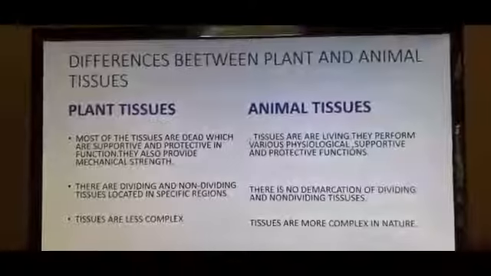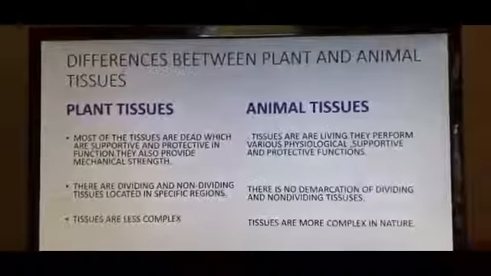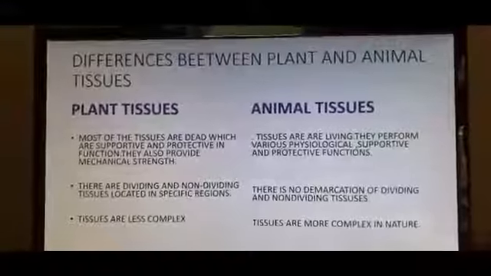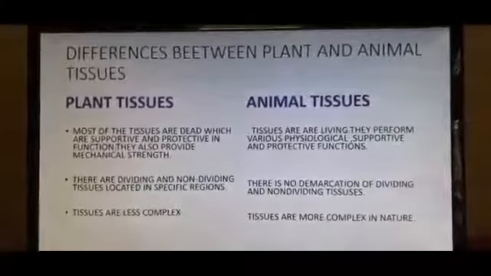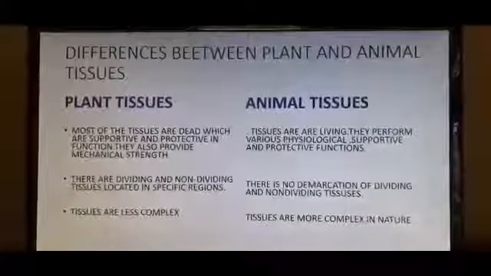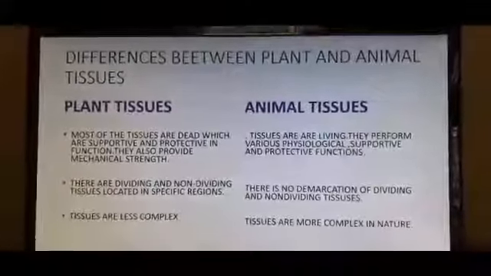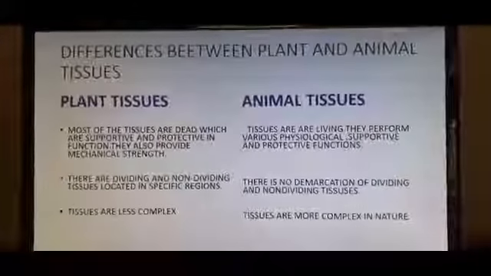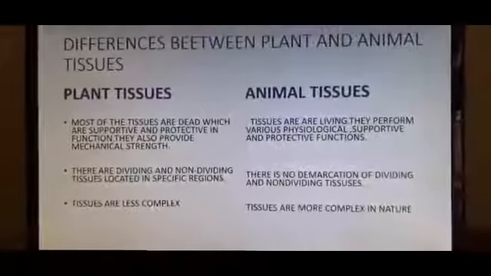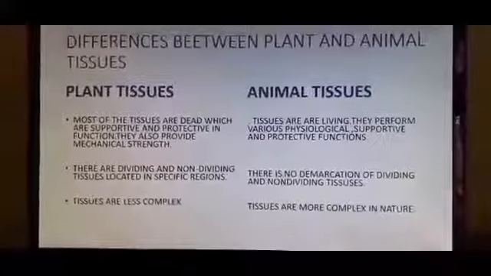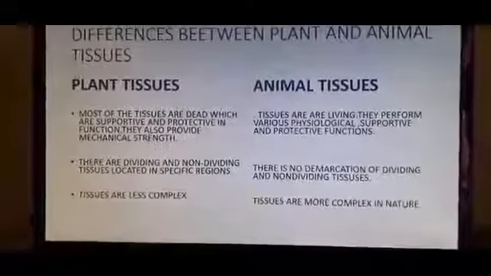But in animals, as we said, they have to locomote from one place to another. So can a dead cell perform this motility function? No. Hence, they have mostly living cells. Even if dead cells are there, there may be very few, like in the case of man, we can say nails and hair, but the majority are living cells, which help them to perform physiological functions as well as supportive and protective functions.